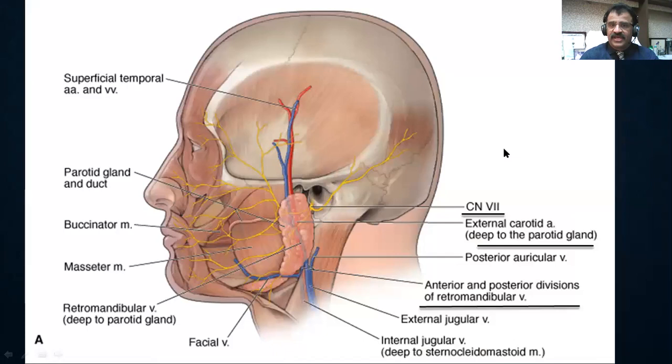Here you can see the parotid gland and you can see the vessels here, and you can see the nerve here. At least one diagram we should know. You can see the parotid duct crossing the masseter muscle.